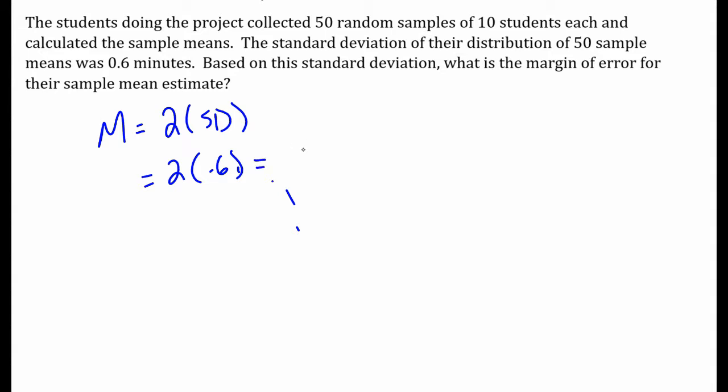The student doing the project collected 50 random samples of 10 students each and calculated sample means. So he kept calculating sample means from 10 students. The standard deviation of the distribution of the 50 sample means was 0.6. So we did a simulation, got a sampling distribution, and that had a standard deviation of 0.6. What's the margin of error? Well, the margin of error is 2 standard deviations. 2 standard deviations gives me a margin of error of 1.2. So my margin of error is 1.2.